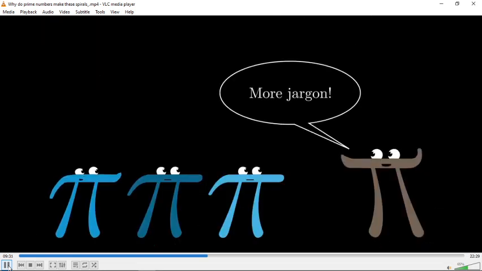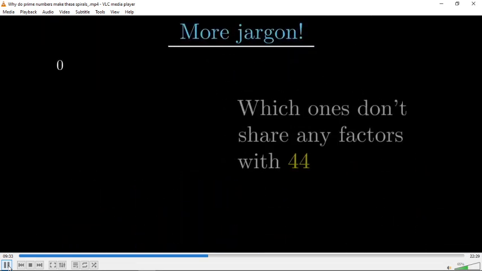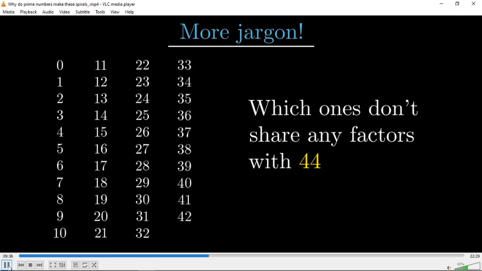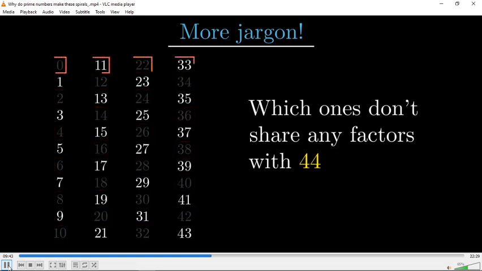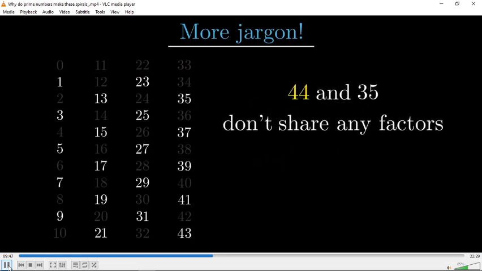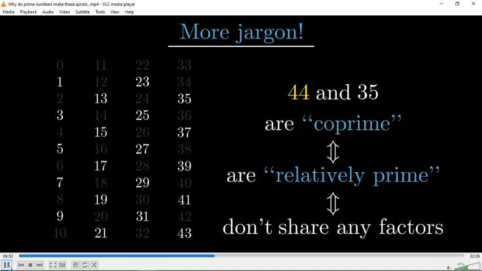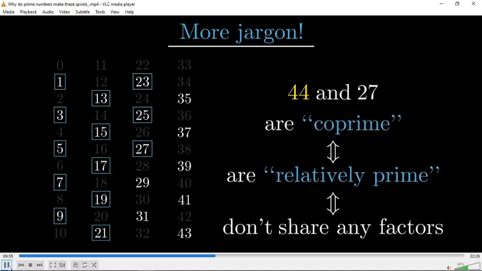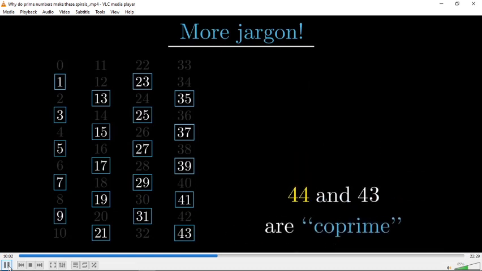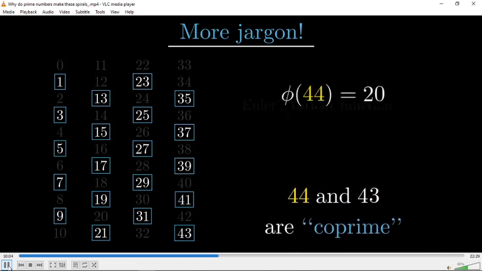This is another good chance to inject some of the jargon that mathematicians use. What we care about right here are all the numbers between 0 and 43 that don't share a prime factor with 44, right? The ones that aren't even and they also aren't divisible by 11. When two numbers don't share any factors like this, we call them relatively prime, or also co-prime. In this example, you could count that there are 20 different numbers between 1 and 44 that are co-prime to 44.